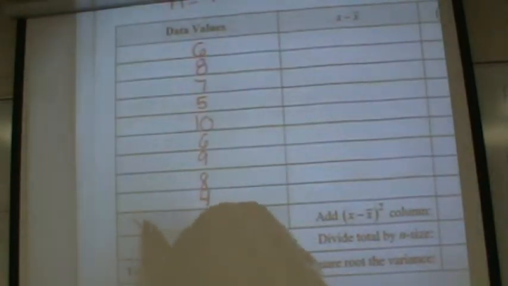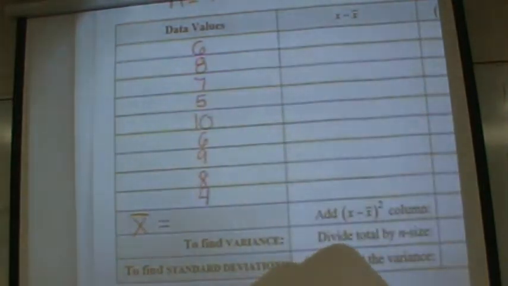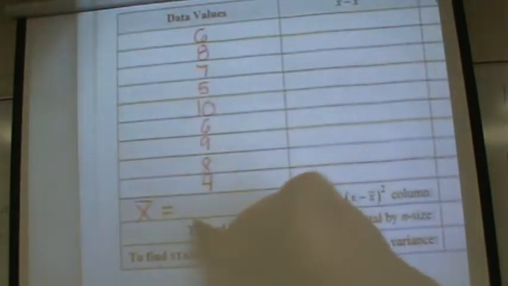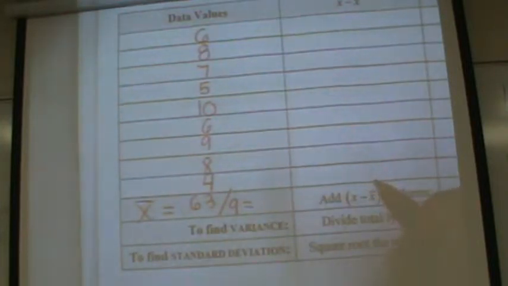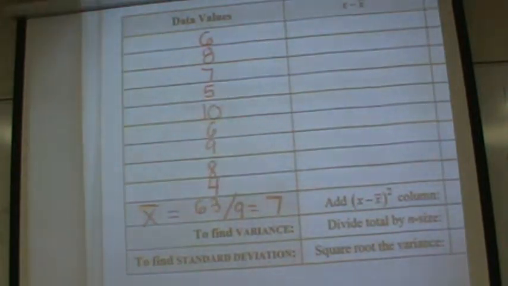How would you figure out X bar? What is X bar? It's the average. The average of this data, you add these up. And if you added all these numbers up, can you tell me what you get? You get 63. 63 divided by N numbers gives us a mean of 7. So the X bar is 7. Questions?